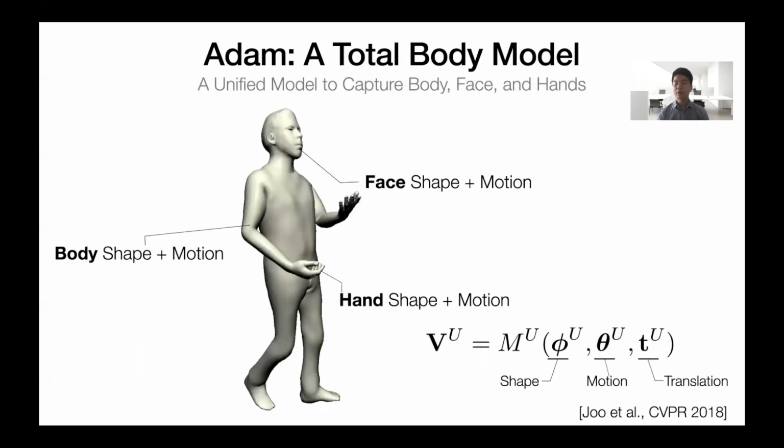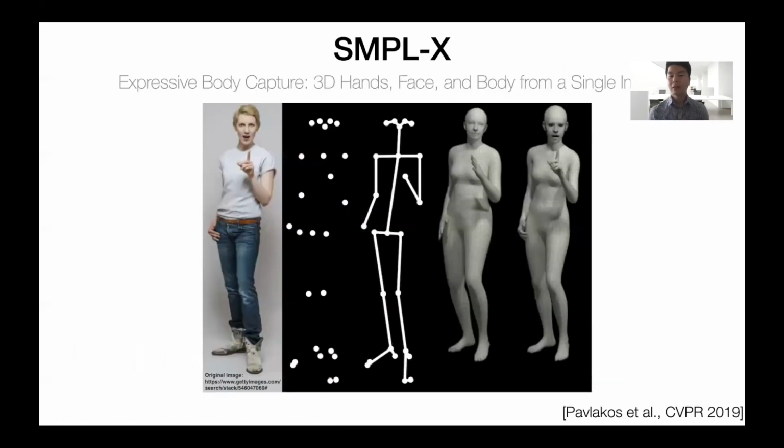We can also consider some extensions of this model. For example, in this case, the ADAM model has some additional expressive power for face and hands. In the previous case, the SMPL model could only control the coarse body motion, torso and limbs. But in this ADAM model, now you can also control fingers and face and so on. SMPLX is another similar model, which is a direct extension of this SMPL framework.